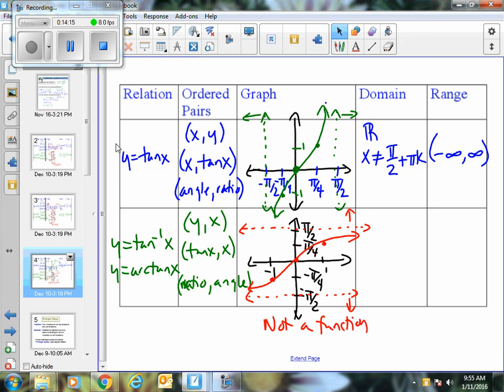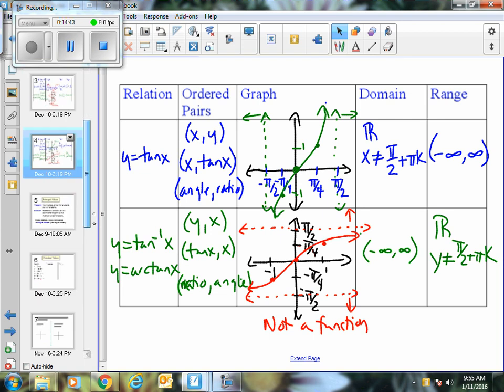All right, so let's switch our domain and range. That means our range, look at where the arrows are going left and right, is going to become the domain. So we can use anything we want for the domain. The range, the outputs, the y's are where we're going to have trouble. It would be all real numbers, but y, remember it's the output, can't be the same thing, pi over 2 plus pi k. Any multiple of pi over 2 is going to be bad business for our values that we're going to be looking at.